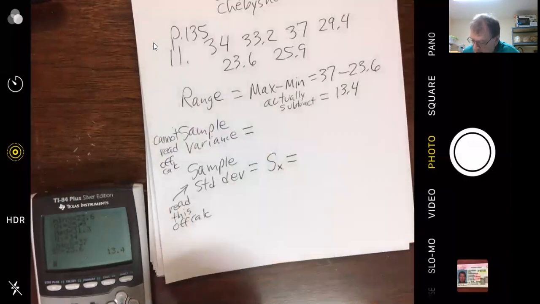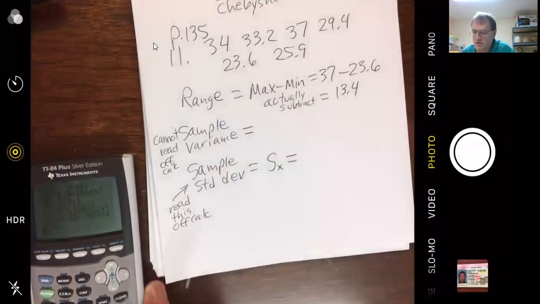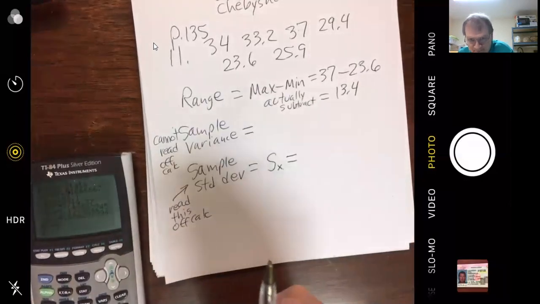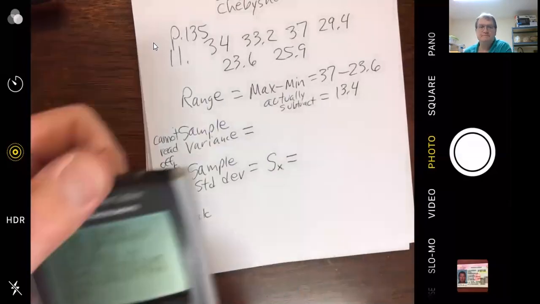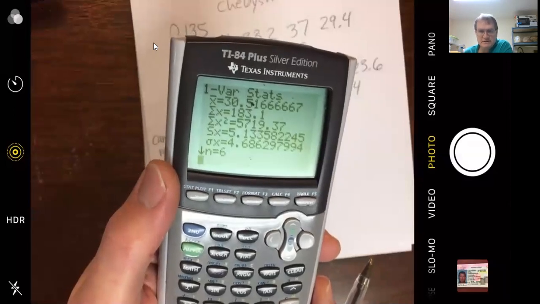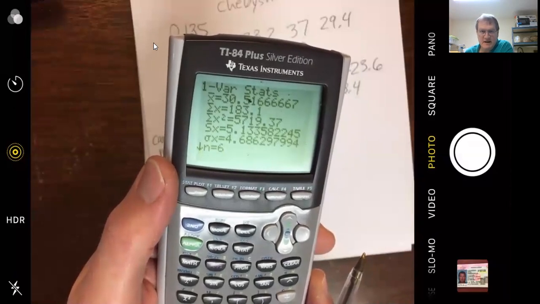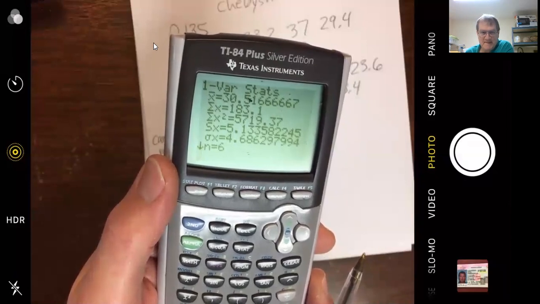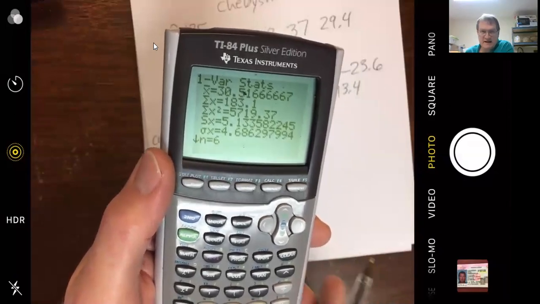Since we've already entered this data, I guess I'll have to get back to it. Let's see, stats, calc, variable stats, enter. Can you read me what the number is for sample standard deviation? Do you see which line would give you the sample standard deviation? Anybody tell me? I've got to get my book pulled up. Okay. Well, can you see it's the Sx?